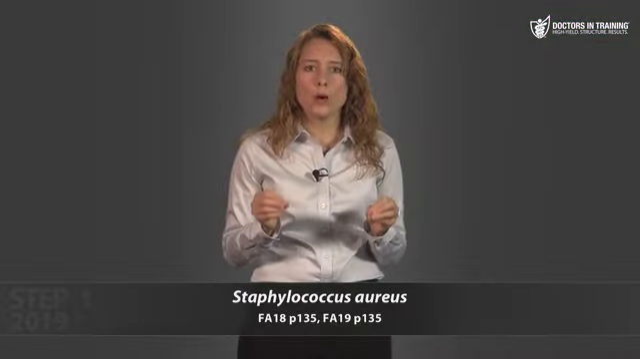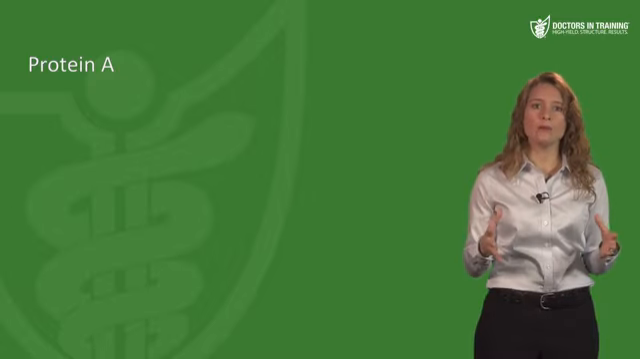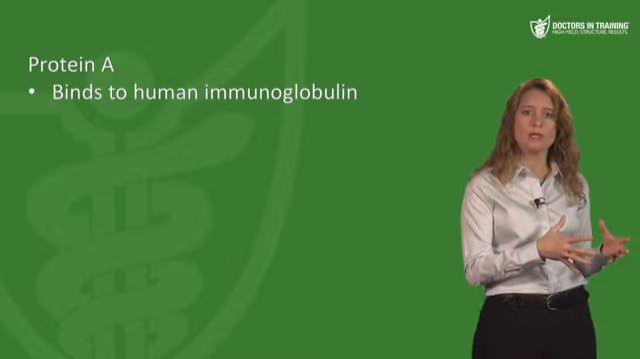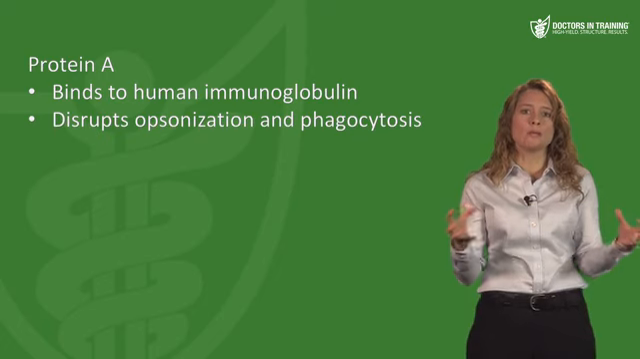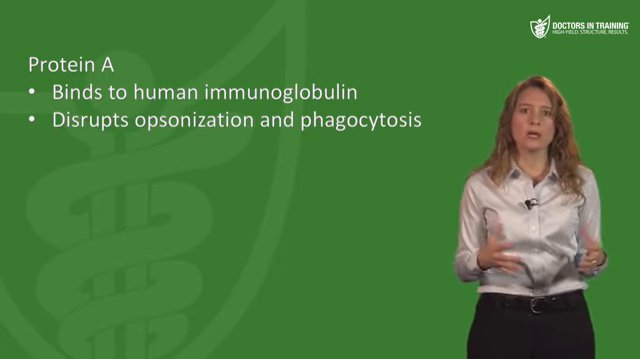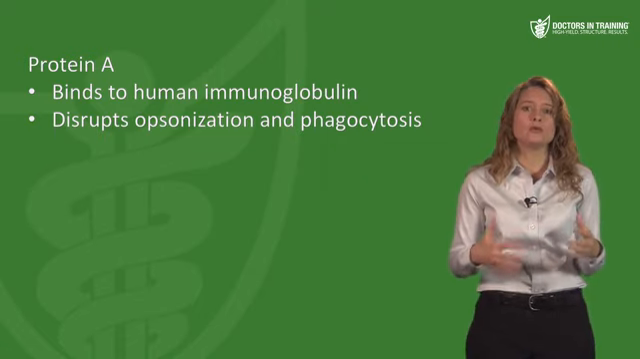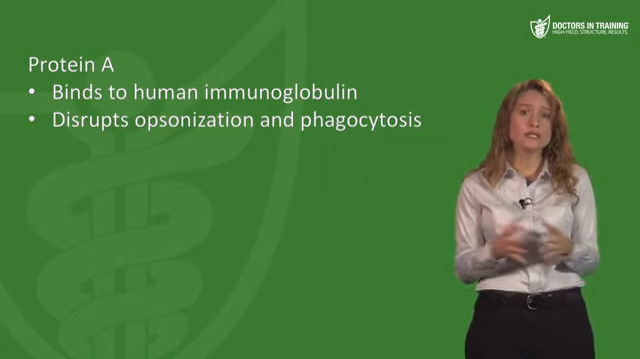Now, I want to mention one other virulence factor with Staph aureus. Staph aureus can make protein A, which can bind to human immunoglobulin. When it does so, it disrupts opsonization and phagocytosis, allowing increased survival of Staph aureus. That is one of many virulence factors of Staph aureus contributing to its success at causing human illness.